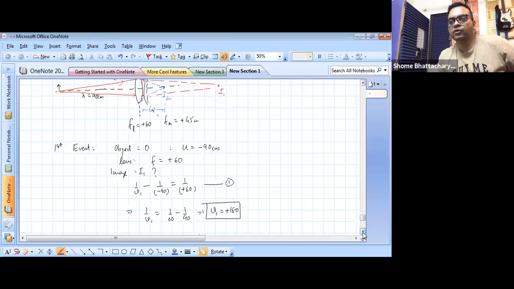Yes, the formula is valid for all combinations of lens and mirror, including plane mirror also. For a plane mirror, you will take the radius as infinity.